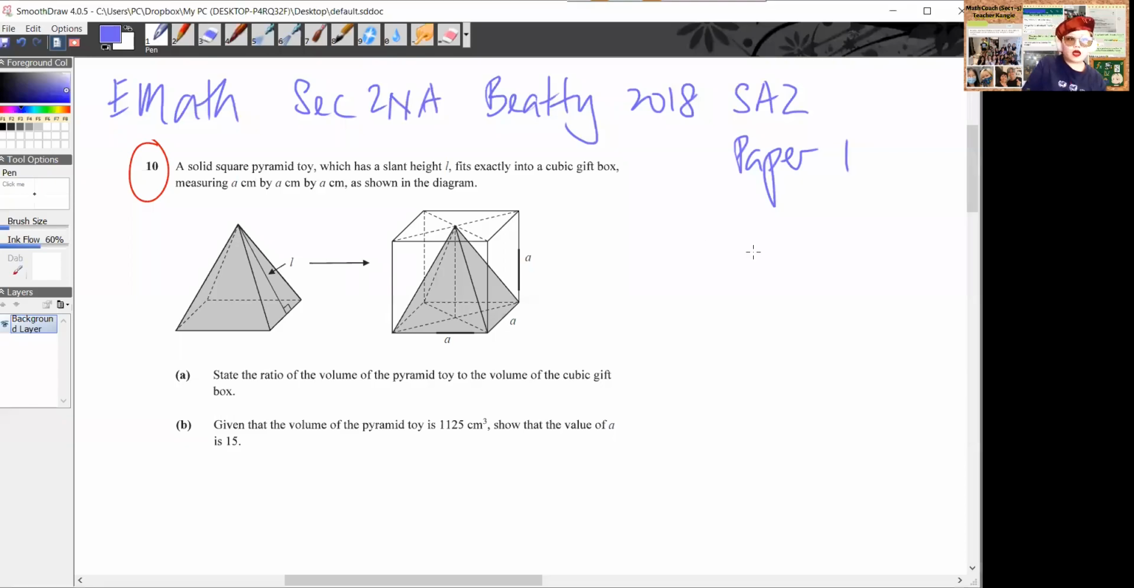Okay, we're going to talk about question 10. This is a SA2 NA question. We're going to talk about volume of pyramid. So the first question, part A asks, state the ratio of the volume of the pyramid toy to the volume of the cube box on the right hand side.